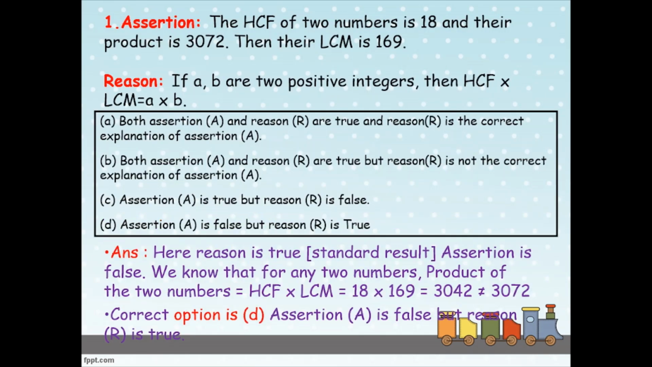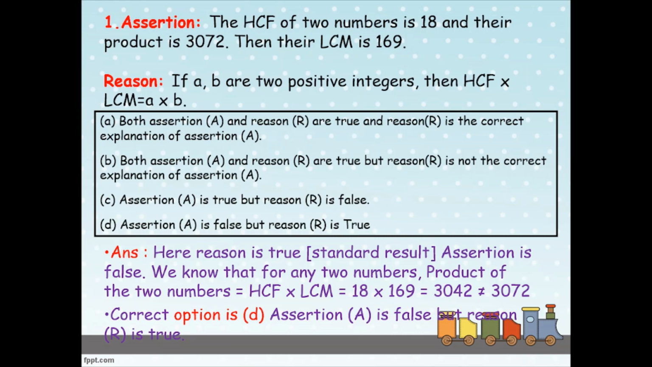Question 1. Assertion: The HCF of two numbers is 18 and their product is 3072. Then their LCM is 169. Reason: If a and b are two positive integers, then HCF into LCM equals a into b. So we have four options. First we have to check the reason, because the reason should be an explanation of the assertion.